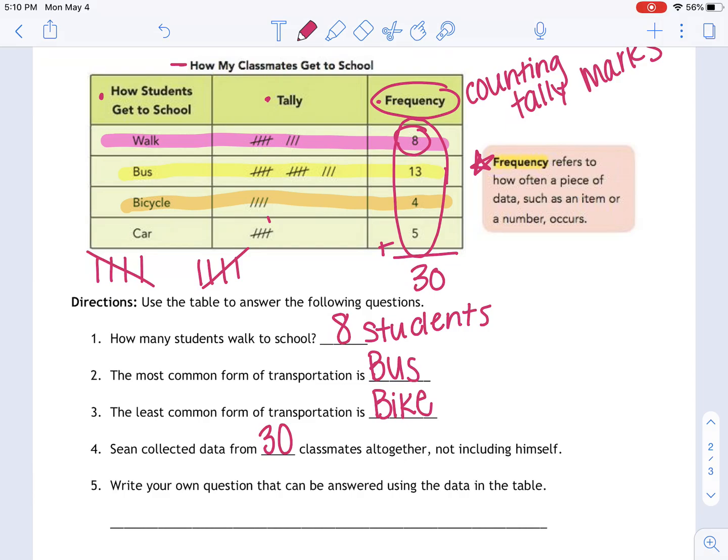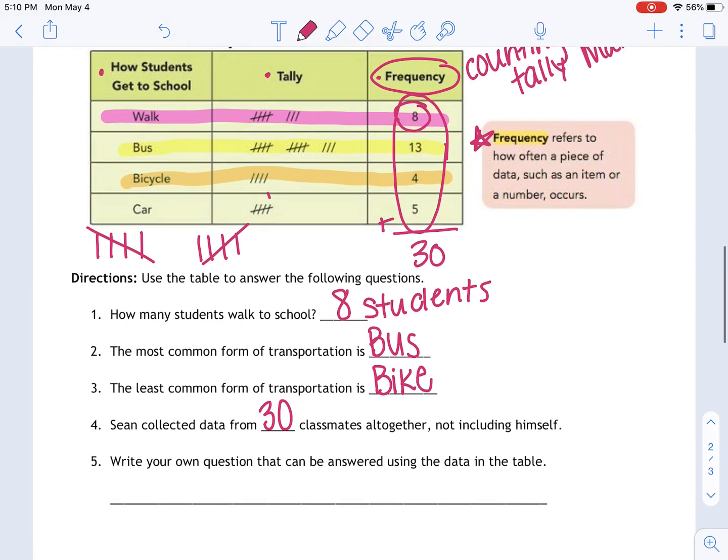You could come up with your own question like, how many more students take the bus compared to walking? Or we could say that there's just about as many students that take a car that also ride a bike, the 4 and 5. Okay, so these are different types of conclusions that we would make from the table here.